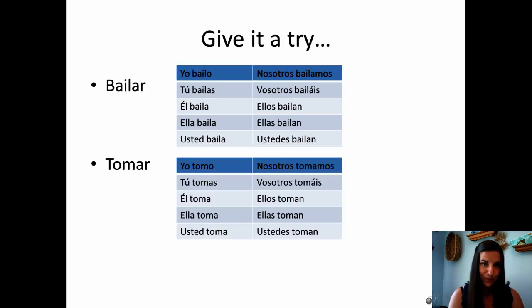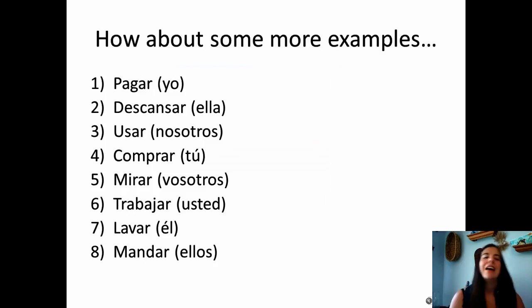How'd you do? You getting the hang of it? How about some more examples? Go ahead and pause the video and see if you can conjugate these 8 verbs for the person that I've indicated to conjugate them for. Remember the 2 steps. Drop the AR ending, and add the new endings. O, as, a, amos, áis, an.